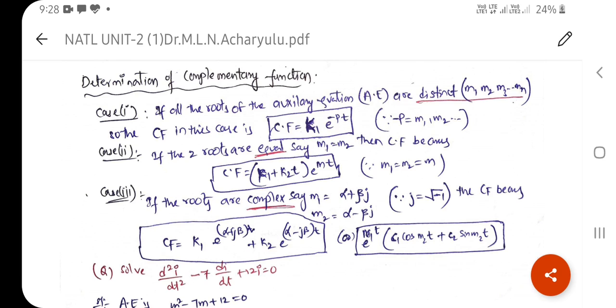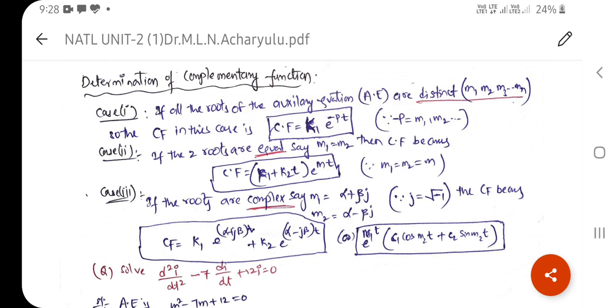In the second case, if the two roots are equal, m1 equal to m2, the complementary function may be rewritten as k1 plus k2 t into e power mt. When both roots are equal, it leads to the critical condition. The first case leads to the overdamped condition.